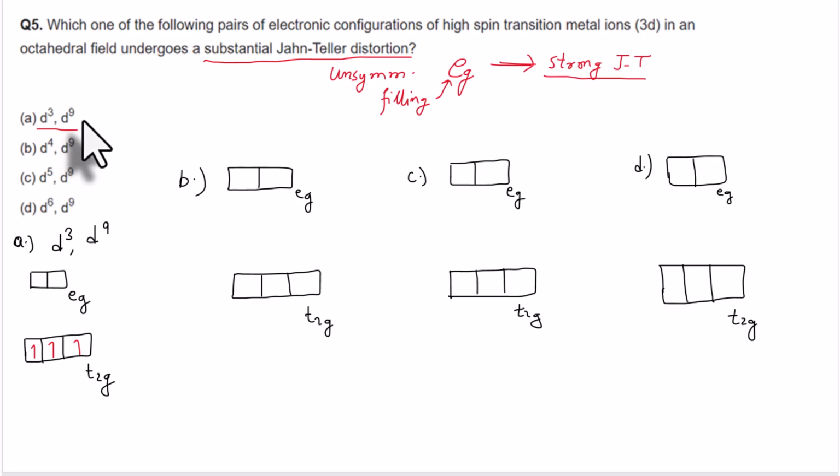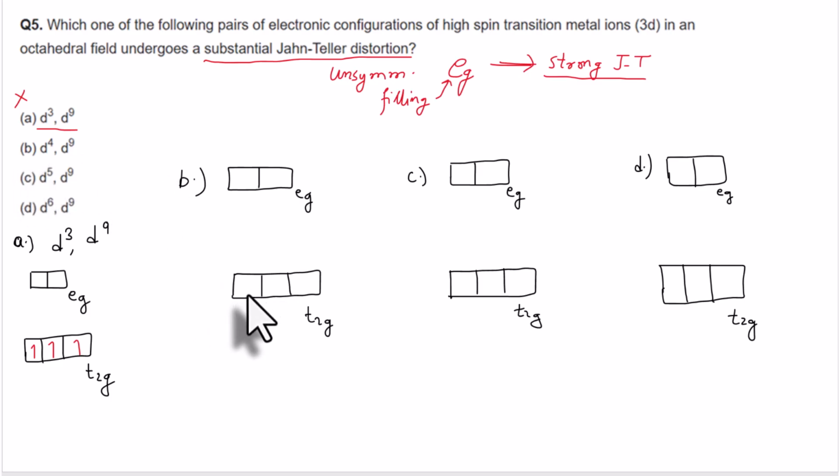So we know that d9 configuration, whether it is high spin or low spin, will have unsymmetrical filling of eg orbitals, and d9 always shows strong Jahn-Teller distortion. But since d3 is not satisfying the criteria of Jahn-Teller distortion, this option is not considered. Okay, then moving on to option B. Option B has d4 and d9.